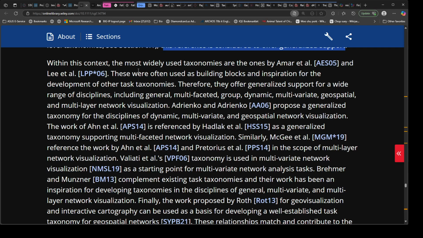Within this context, the most widely used taxonomies are the ones by Amar et al., ICE05, and Lee et al., LPP06. These were often used as building blocks and inspiration for the development of other taxonomies. Therefore, they offer generalized support for a wide range of disciplines, including general, multifaceted, group, dynamic, multivariate, geospatial, and multilayer network visualization. Andrienko and Andrienko, AA06, propose a generalized taxonomy for the disciplines of dynamic, multivariate, and geospatial network visualization.